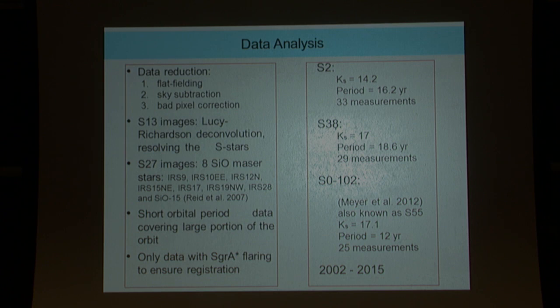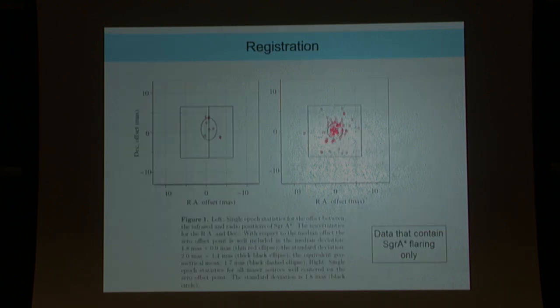And we restricted ourselves actually, just to be sure what we were doing, in particular for the registration, to images where Sagittarius star was flaring as well. So we always would see Sagittarius star and the other stars. And then, as I said, we constrained ourselves to the three central stars, S2, S38, and S55 or S0102. Then the registration itself is, well, of the order of a milliarc second or 1.5 milliarc seconds for a single position. So we used the Mesa star coordinates as well, as far as they were available to us. And as I said, we constrained ourselves to data that has only Sagittarius star flaring.